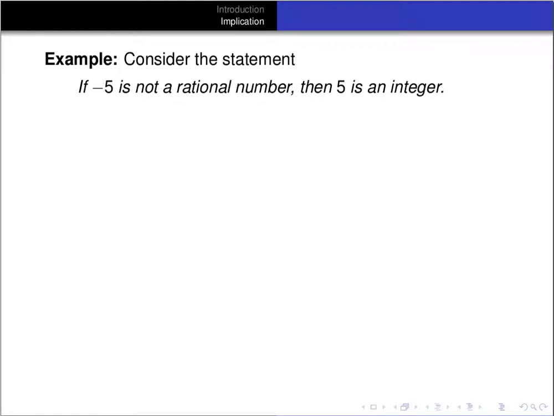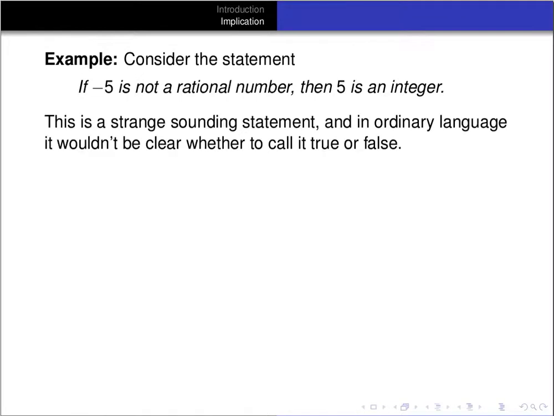And the strangest examples, the examples where you have to just apply the truth table, are ones where the statements don't seem to be related. So for example, let's consider this statement. If -5 is not a rational number, then 5 is an integer. Okay? Well, this is a strange sounding statement. And you know, in ordinary language, it probably wouldn't be clear whether to call it true or false.